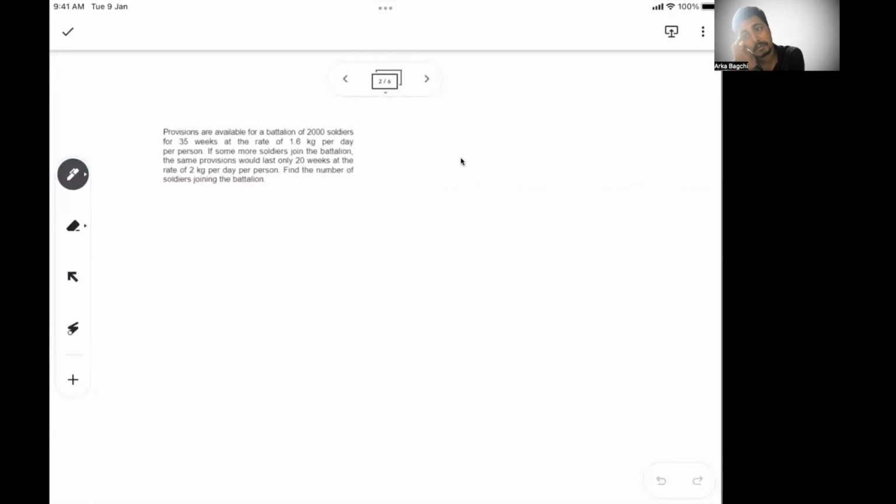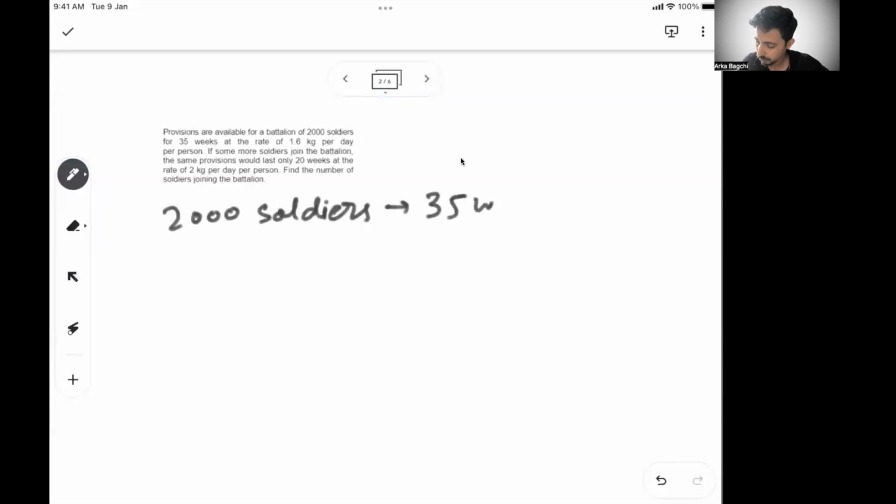In this problem, you can solve it with a ratio, but there is a simpler approach. Let's try to do it that way, because our goal is to solve a problem, not to solve it in a particular way always. So if there are 2,000 soldiers, they have supply lasting for 35 weeks, at the rate of 1.6 kg per day per person.